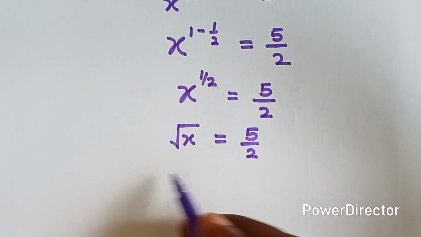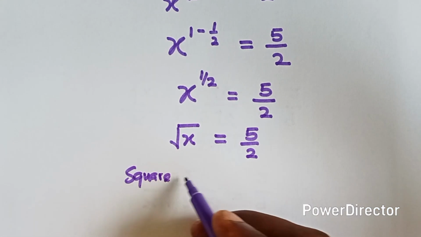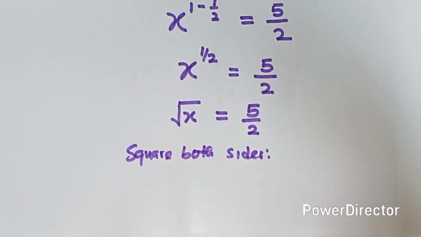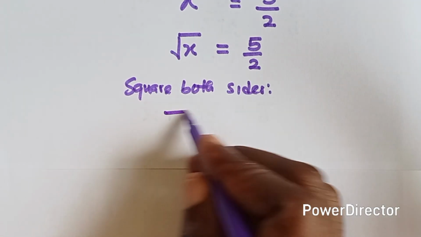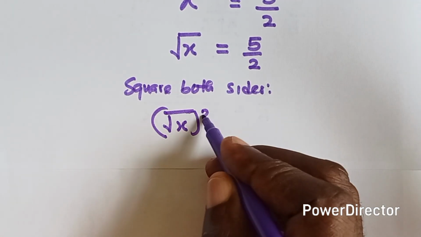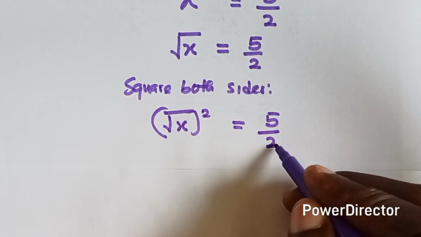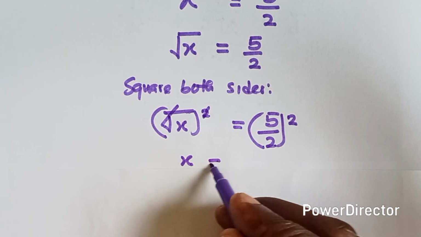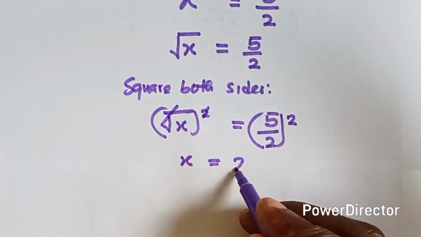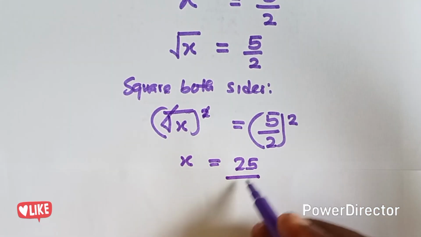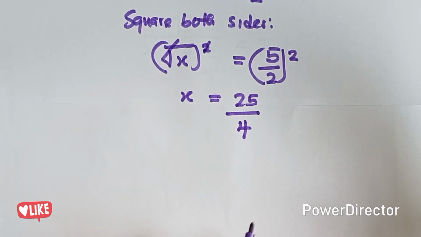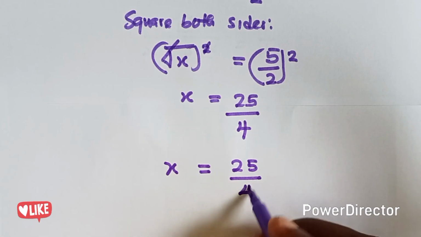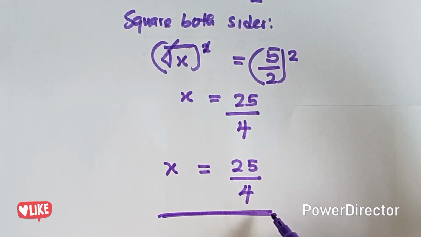Then you square both sides. Let's square both sides. And this becomes, so we have, you square this side, and we also square this side. Square cancels square root. We have x equals square of 5 is 25 over square of 2 is 4. So that means that x is equal to 25 over 4, and that is our final answer.